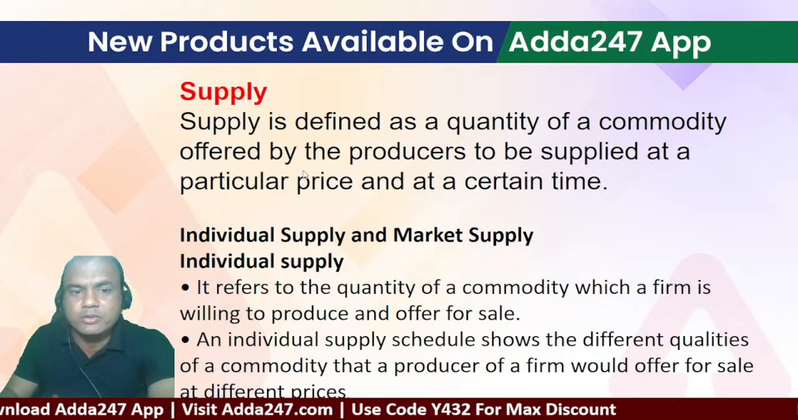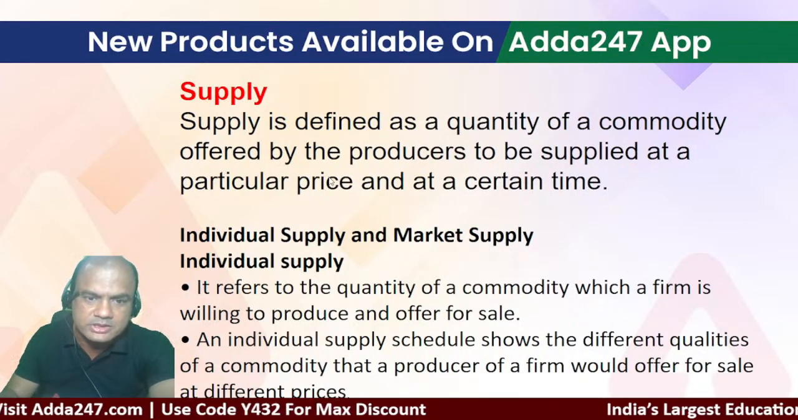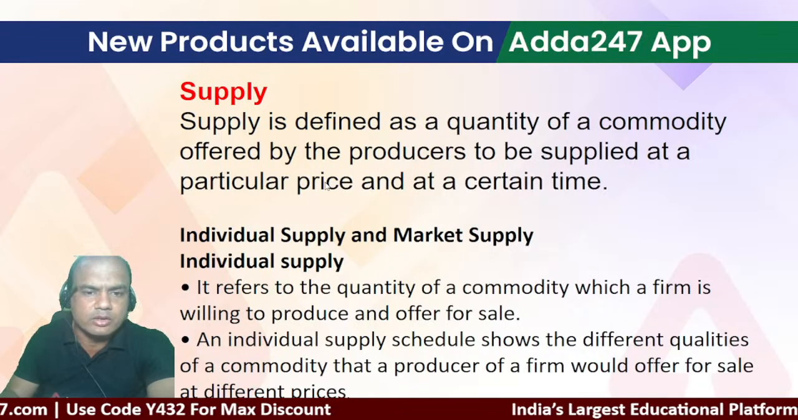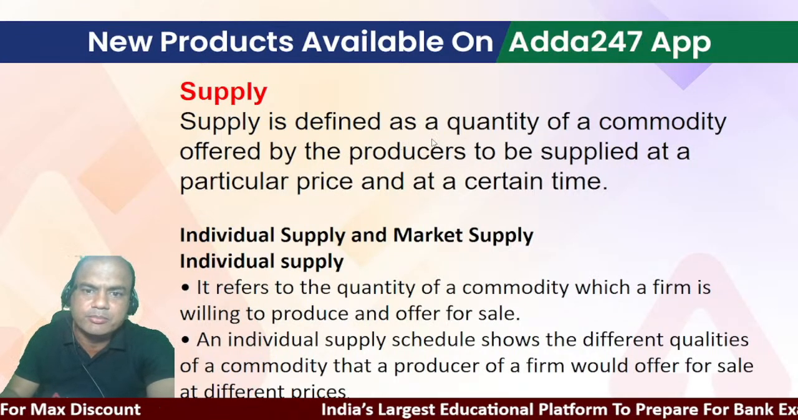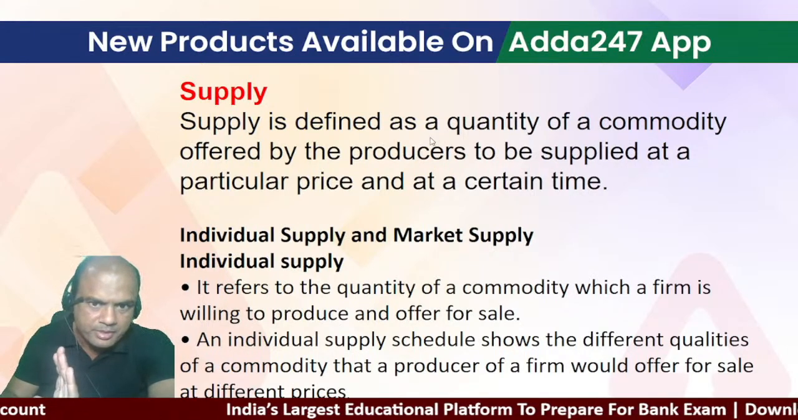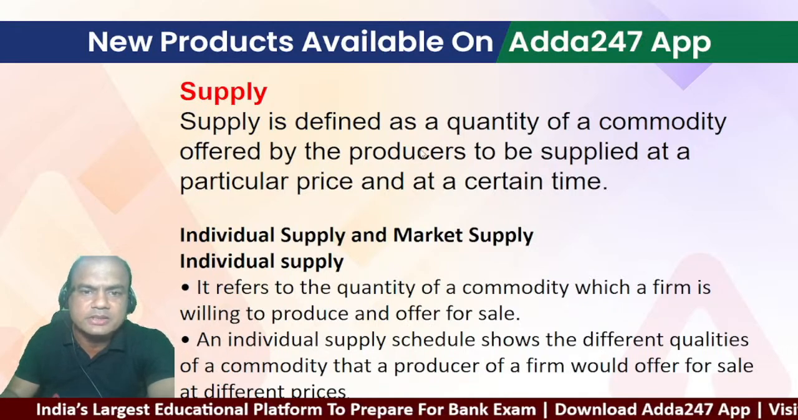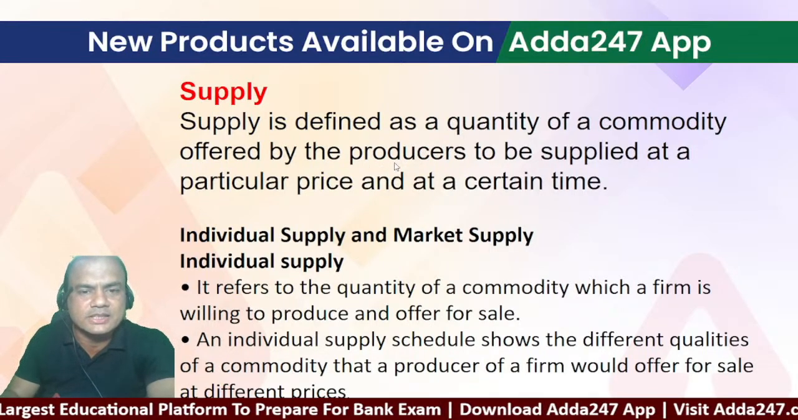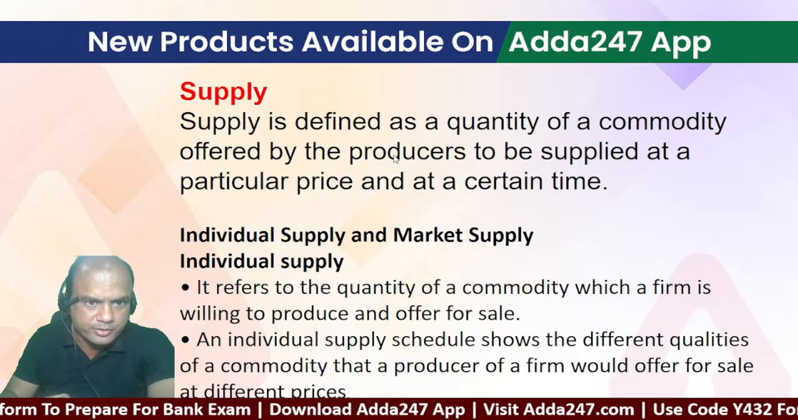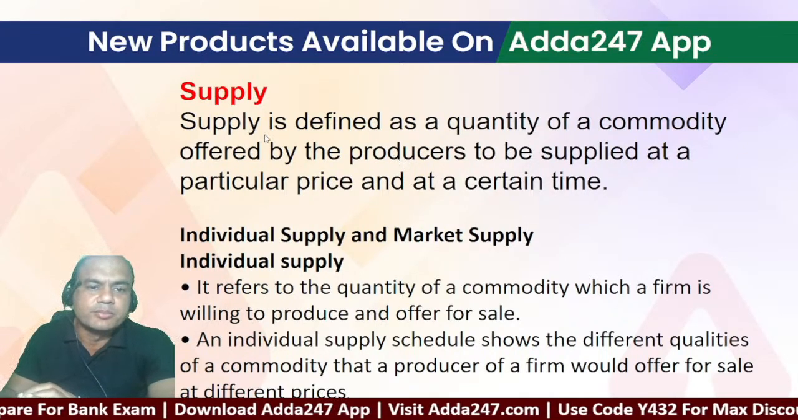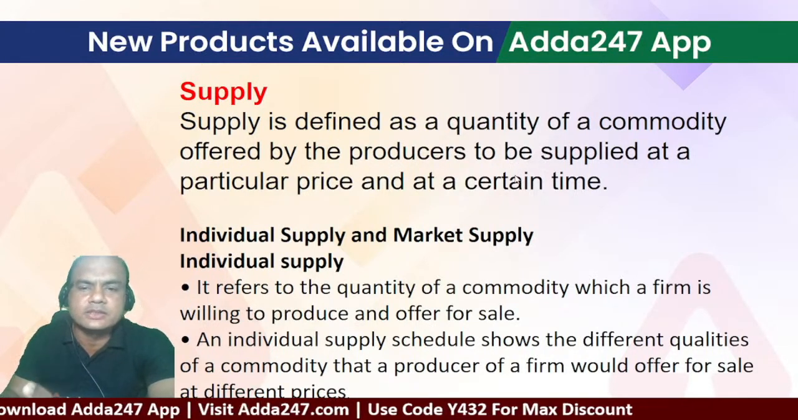Now the important part over here is, even though the price is defined by the producers, in a market economy or in a mixed economy, the producers have to decide the price based on the competition. Means if some competitor gives me some product for 10 rupees and I am the producer, I can't charge it for 20 rupees unless I have some additional benefits to it. Okay, so basically offered by producers to be supplied at a particular price and at a certain time.